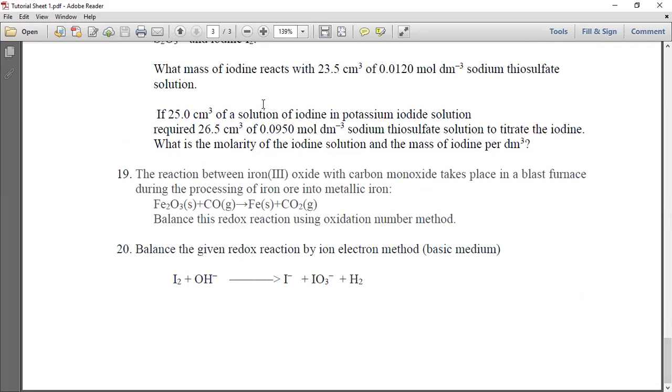So we have iodide plus hydroxide ion, giving us an iodide here, as well as an iodate trioxide and then hydrogen gas. So the question is, balance the given redox reaction by the ion-electron method in the basic medium.